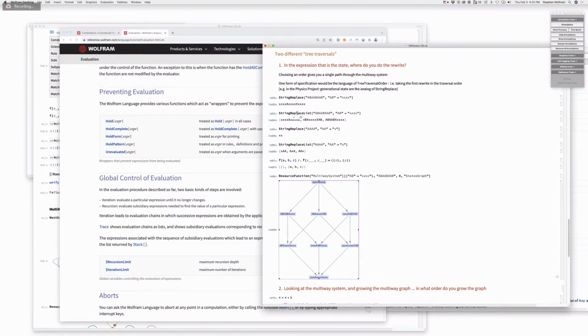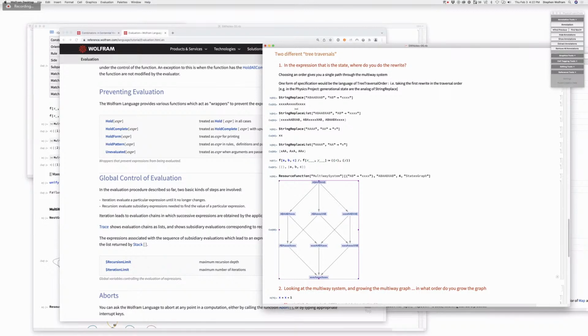So the multi-way graph better be doing the same thing that string replace list does, right? At the first level, it's doing all those string replace lists. That makes sense to everybody? But then it keeps going, doing more replace lists, and eventually winds up in this state, which in this case is the same as string replace. Okay, although that might not always be.